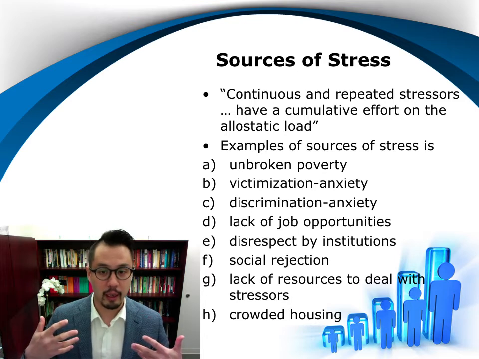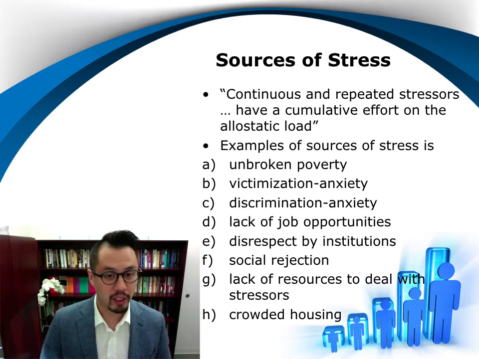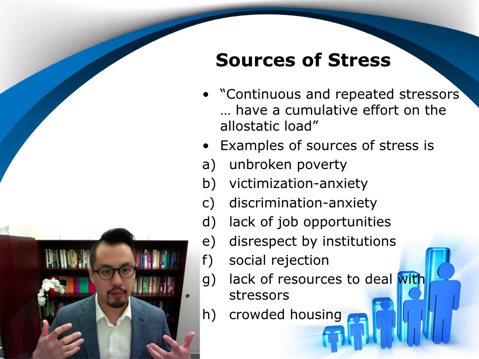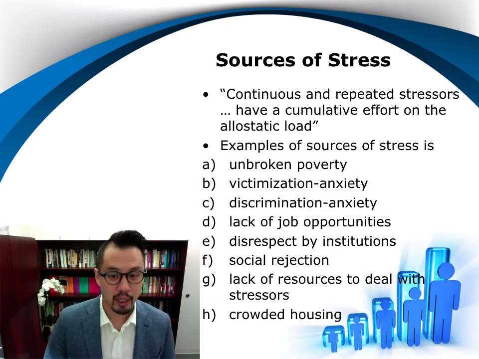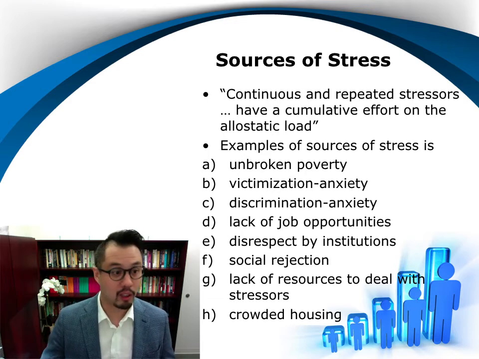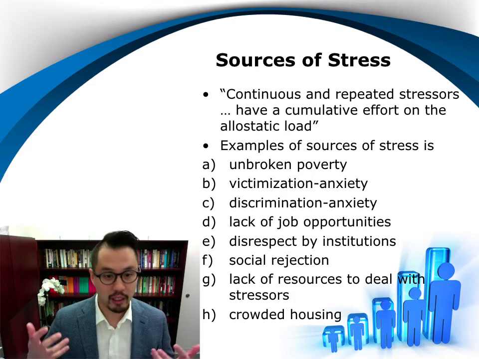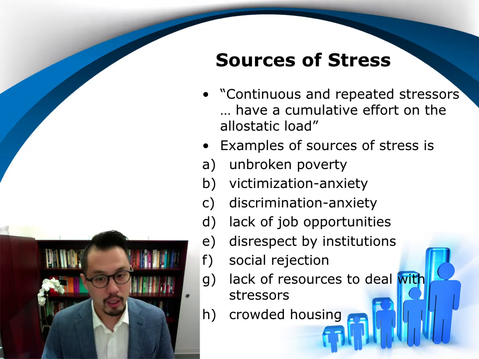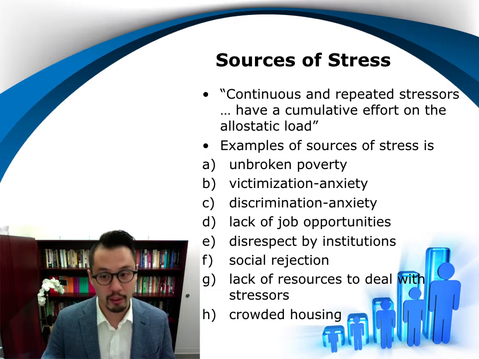So things like unbroken poverty, victimization-induced anxiety, or experience of discrimination, lack of job opportunity, disrespect by social institutions, social rejection by others, as well as lack of resources to deal with stressors, and then having to live in a crowded house, and then experiencing fatalistic, to have a fatalistic view of reality, right?